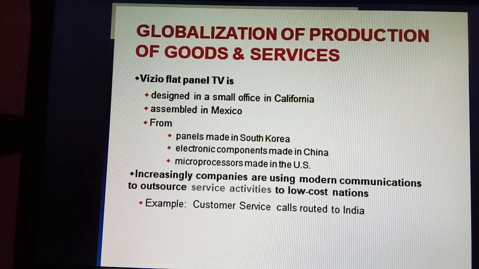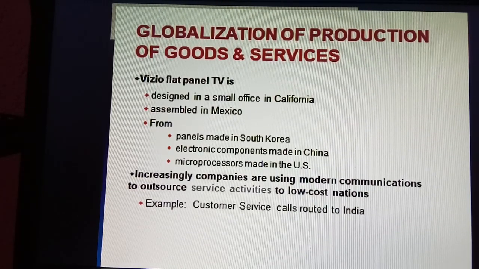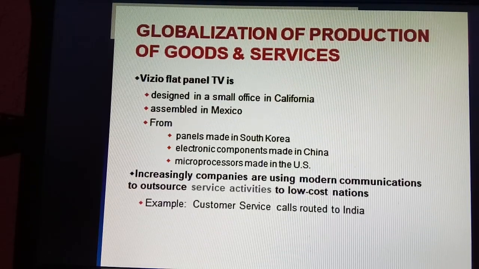Okay, for example, customer service calls are routed to India. So, we already know that China and India have the highest, China with first and second is India in terms of highest population. No? And then, compared to other nationalities, even to Filipinos, mas lower paying na sila. No? Their services are lower paying.